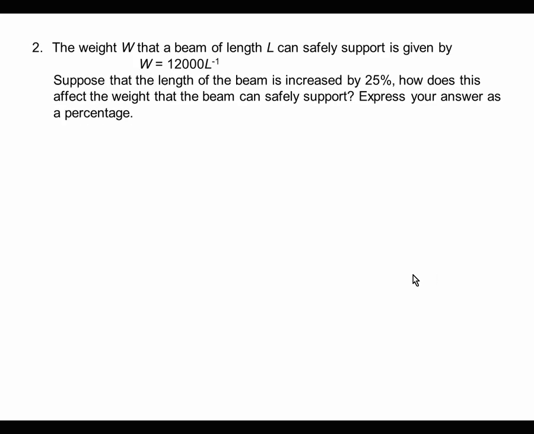Example number 2. The weight W that a beam of length L can safely support is given by W equals 12,000 times L to the negative 1 power. So it is a power function. Suppose that the length of the beam is increased by 25%. How does this affect the weight that the beam can safely support? Express your answer as a percentage.